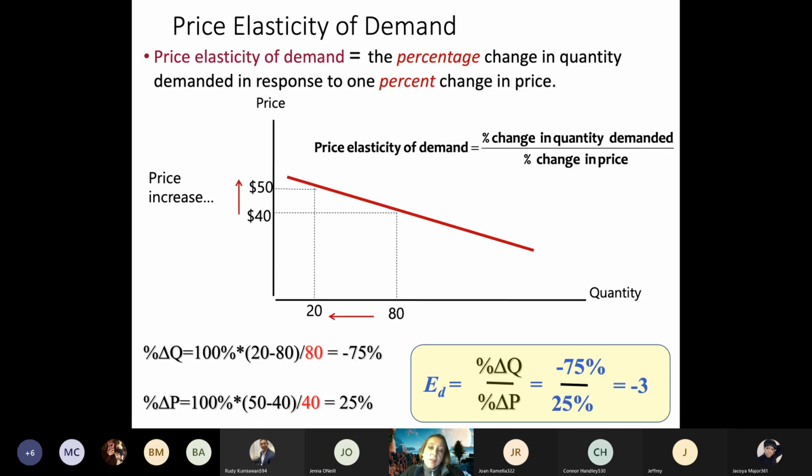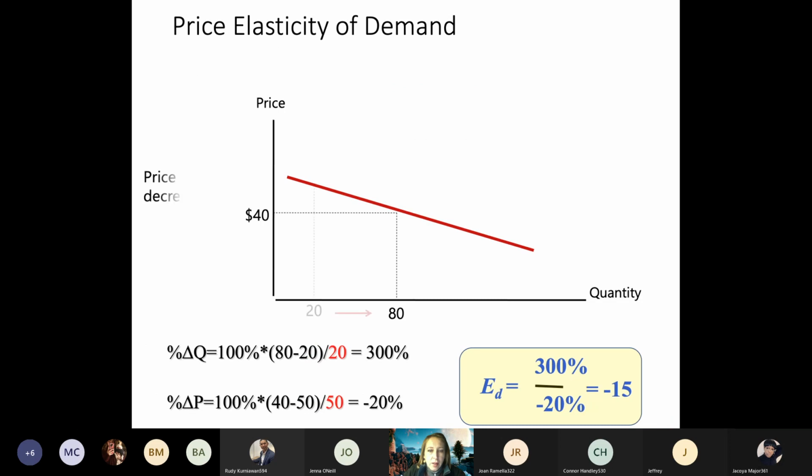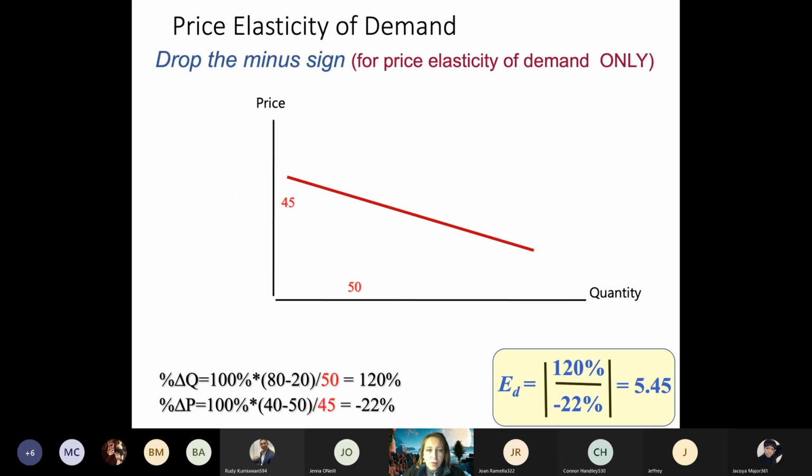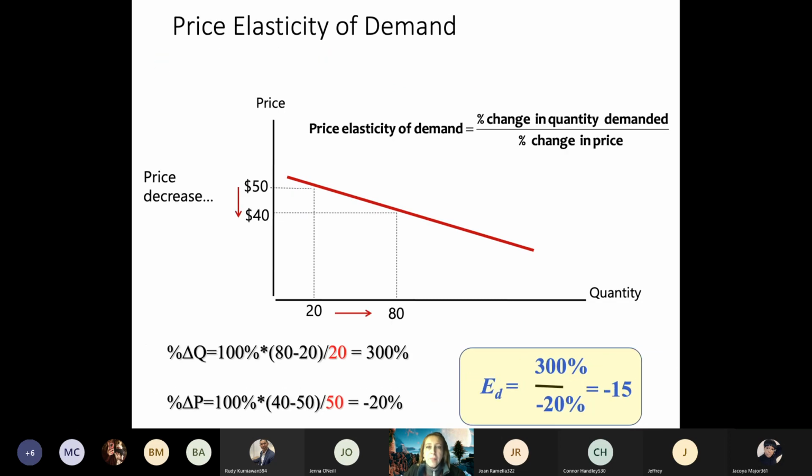So we got 3, right? 3 kind of meaning that a 1% change in price reduces the quantity that people are willing to buy by 3%. And it's a very, very sensitive kind of demand. Now, let's look at the next move that we do here. Sorry about that animation, that's unpredictable.